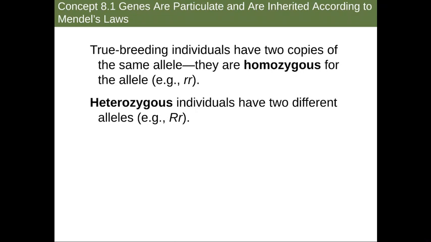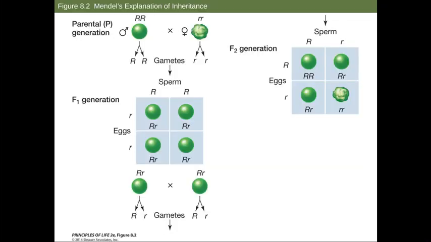True breeding individuals are going to have two copies of the same allele. They are said to be homozygous for the same, so big R, big R, or little r, little r. Heterozygous will have two different alleles. In this case, we can only have big R, little r. We would write little r, big R the same way; it's referring to the same genotype.